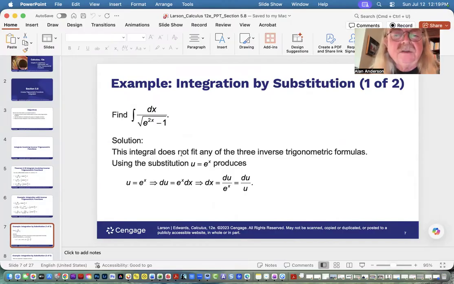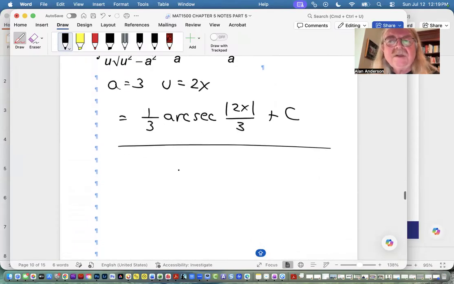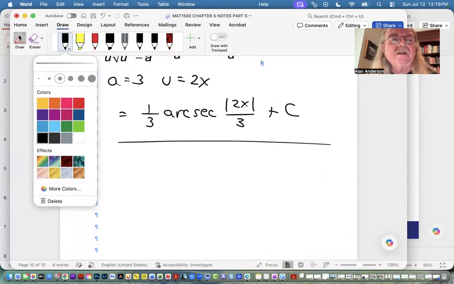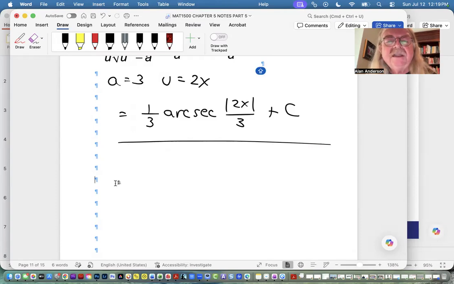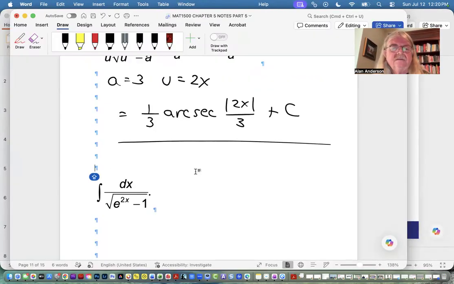Now here's a messy one. This one doesn't follow any of the ones we just saw, does it? What can we do? So this is what integration can often be about, trying to find clever ways of rearranging what we have into something that does match up with one of the rules. So what they're suggesting that we do is try u substitution.